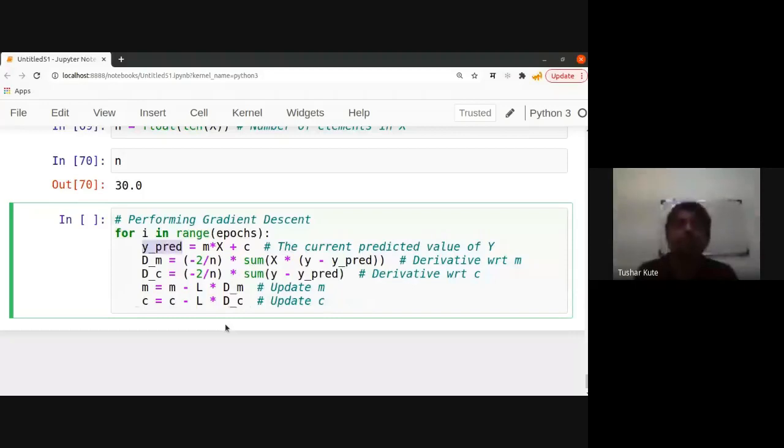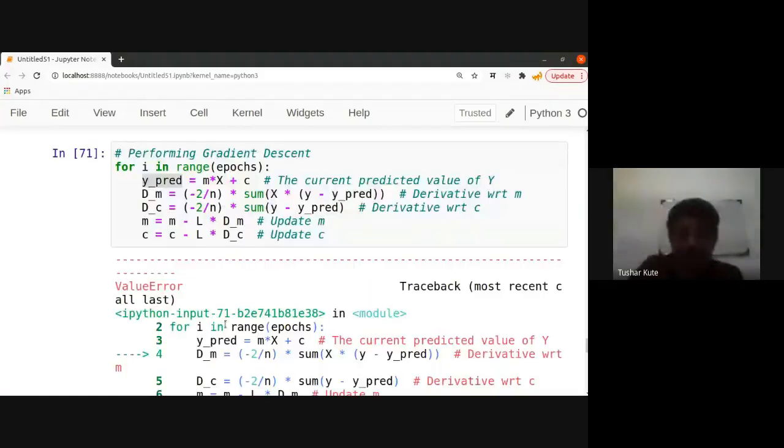So how many steps are done? 2000 steps I have created. Okay, I think something is missing. Just a minute.